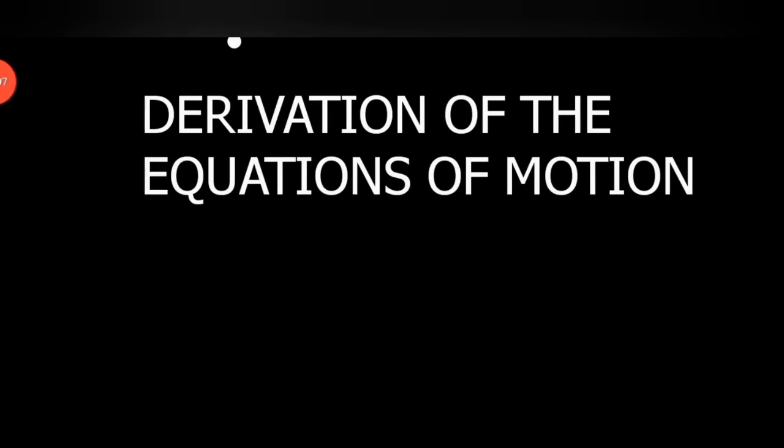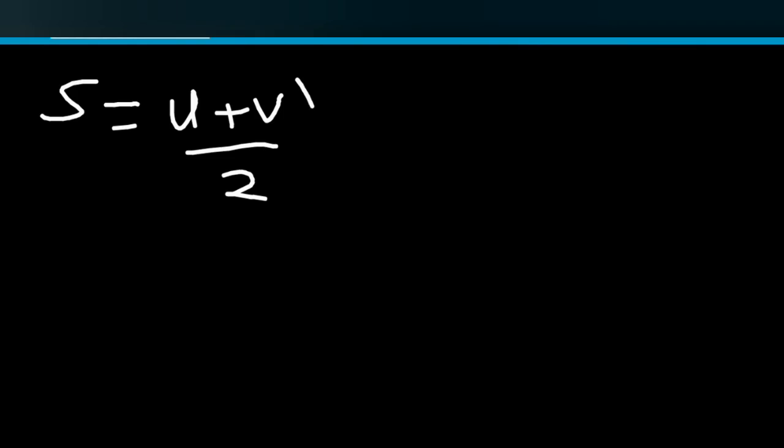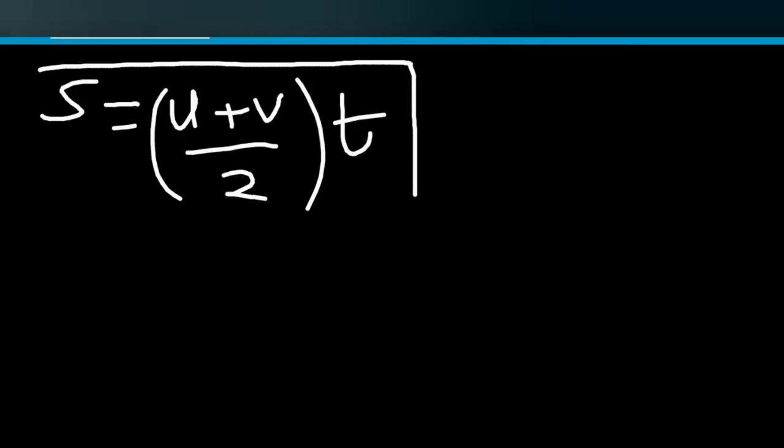Today we shall be looking at the derivation of the equations of motion. To start with, we need to recall that displacement can be mathematically defined as the product of average speed and time. That is, displacement s will be equal to (u plus v) divided by 2, multiplied by t, with u representing initial speed or velocity, v representing final speed or velocity, and t representing time. And this gives the first equation of motion.